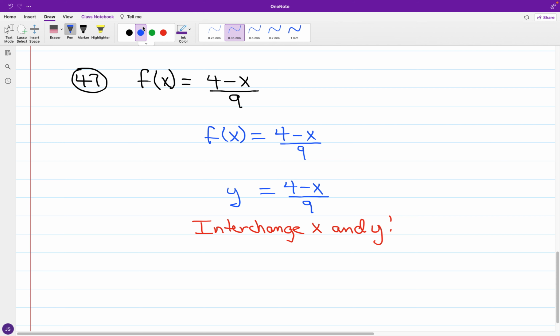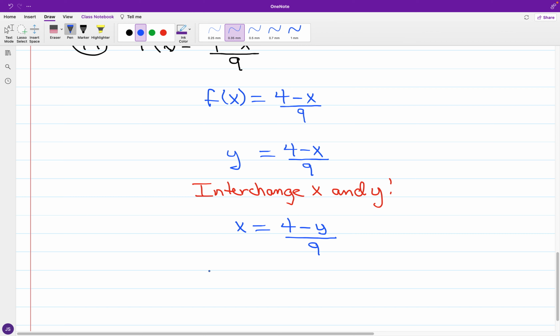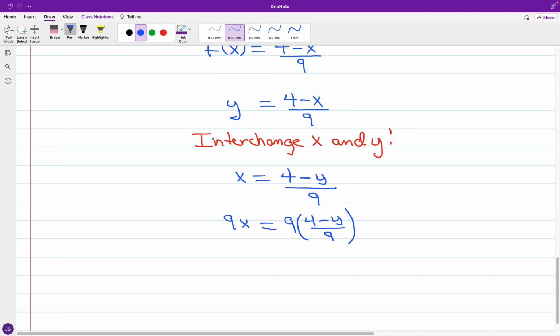Upon interchanging x and y, we're going to have that x is equal to 4 minus y all over 9. And if we look at multiplying the equation by 9, upon distributing, we're going to have that 9x is equal to 4 minus y.